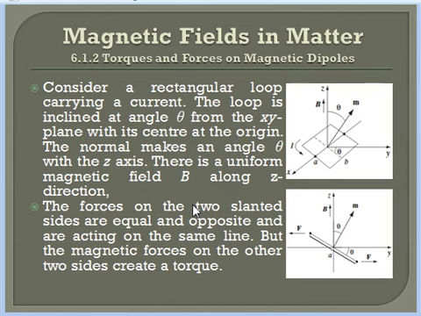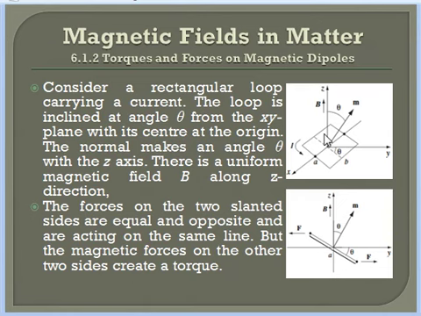Now the loop will have a magnetic dipole moment M, which is equal to current times area of the loop, that is M equals I times AB. The direction of the magnetic dipole moment is perpendicular to the plane of the loop, and this magnetic dipole moment will be making an angle theta with the direction of the z-axis if the plane of the loop is making an angle theta with the xy plane. And there is a uniform magnetic field applied along the positive z direction.